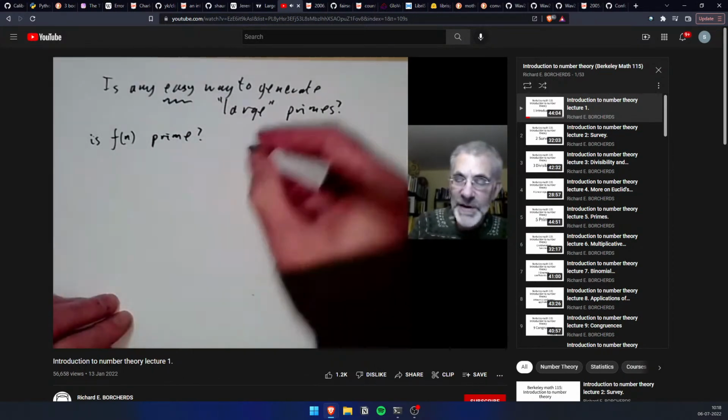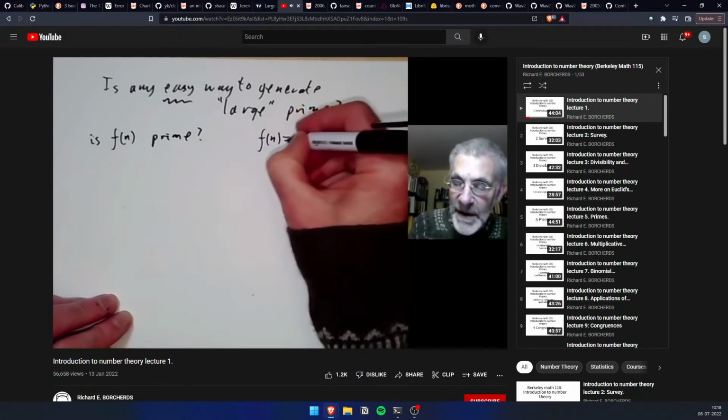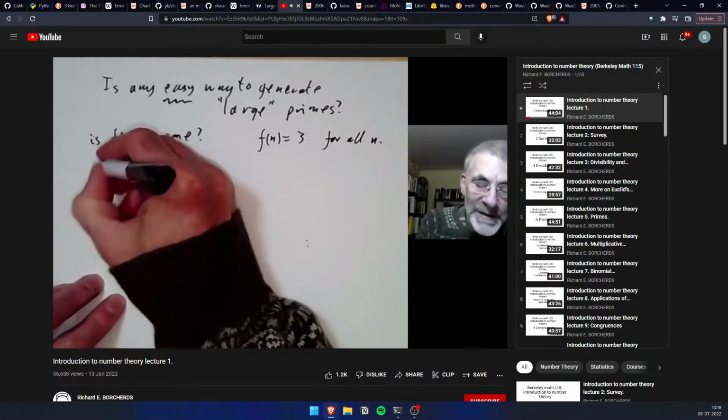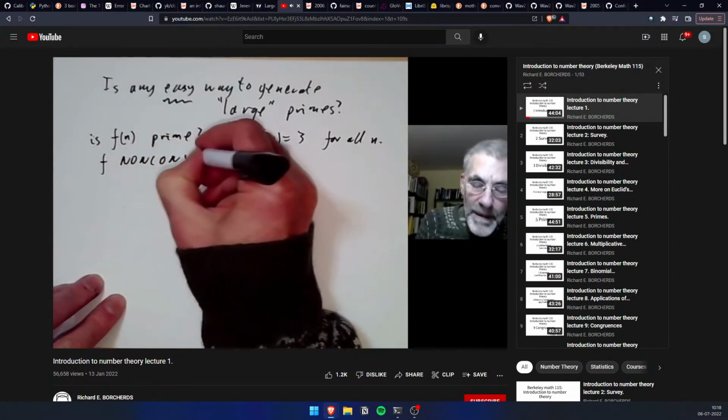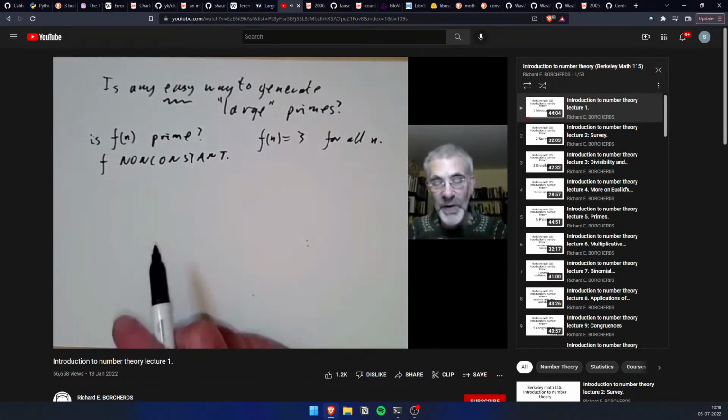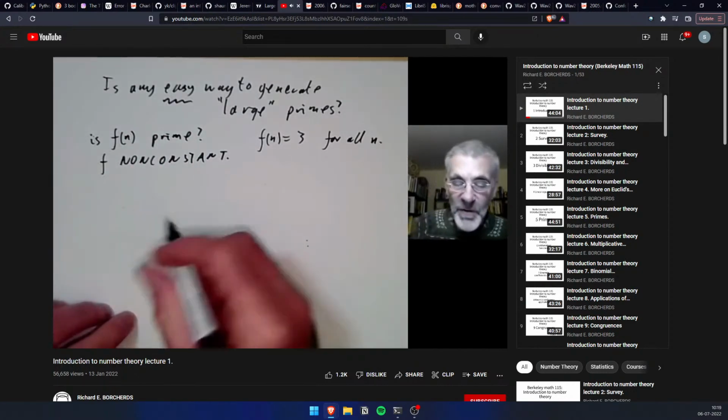Well, the answer is yes. It's quite easy to generate these. We can just write f of n equals 3 for all n. It's the constant polynomial. So what we really want is f to be non-constant. Otherwise, we've got a rather trivial answer. So we want to find a non-constant polynomial such that f of n is prime for all positive integers.